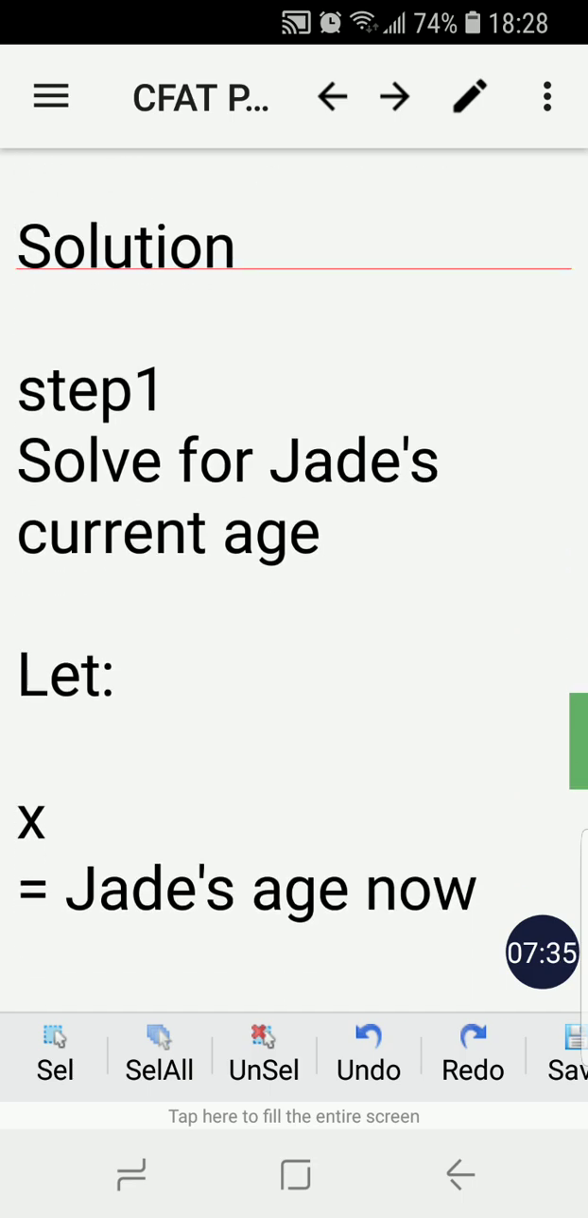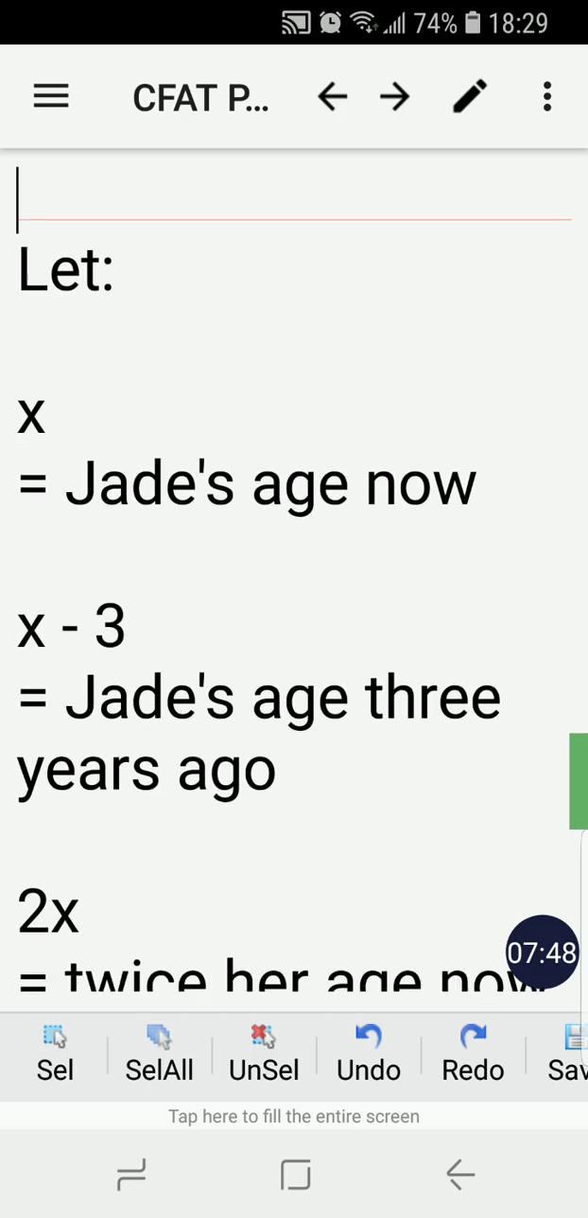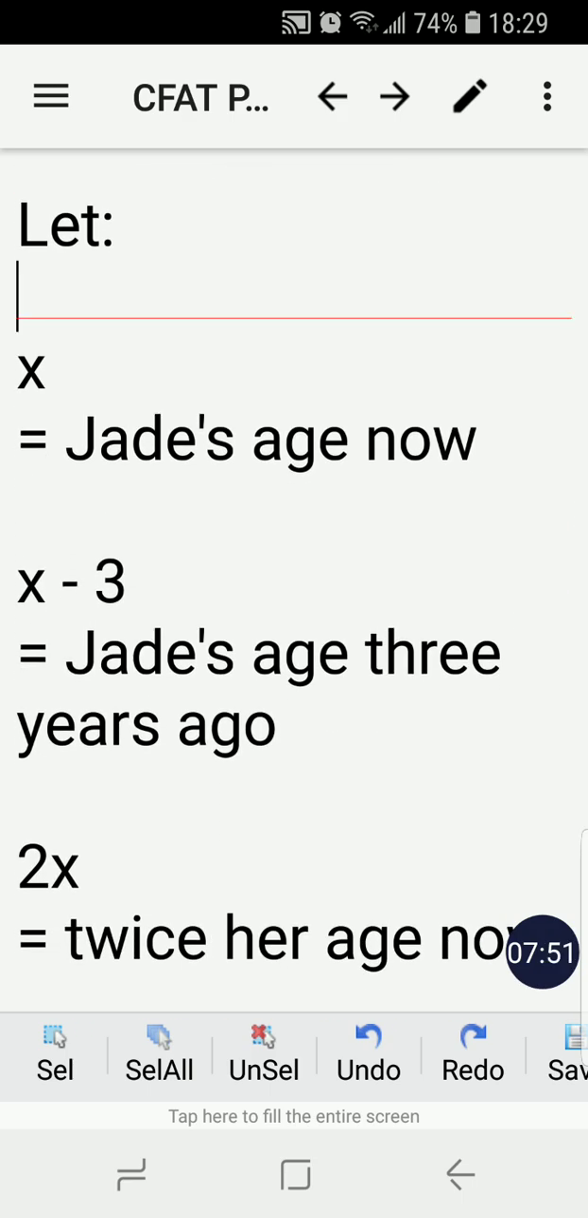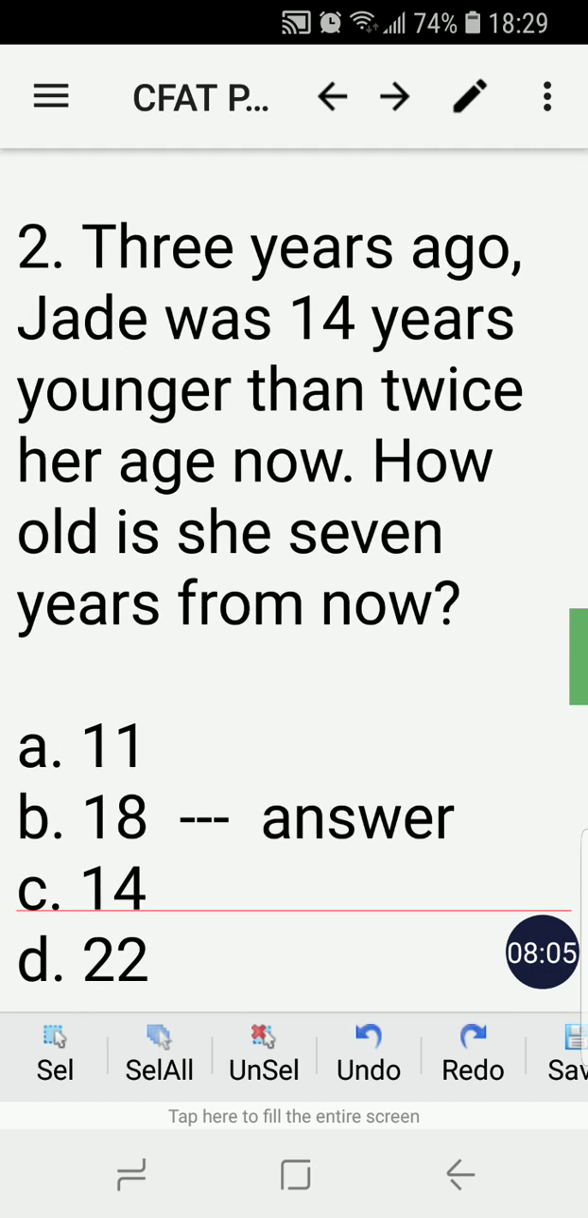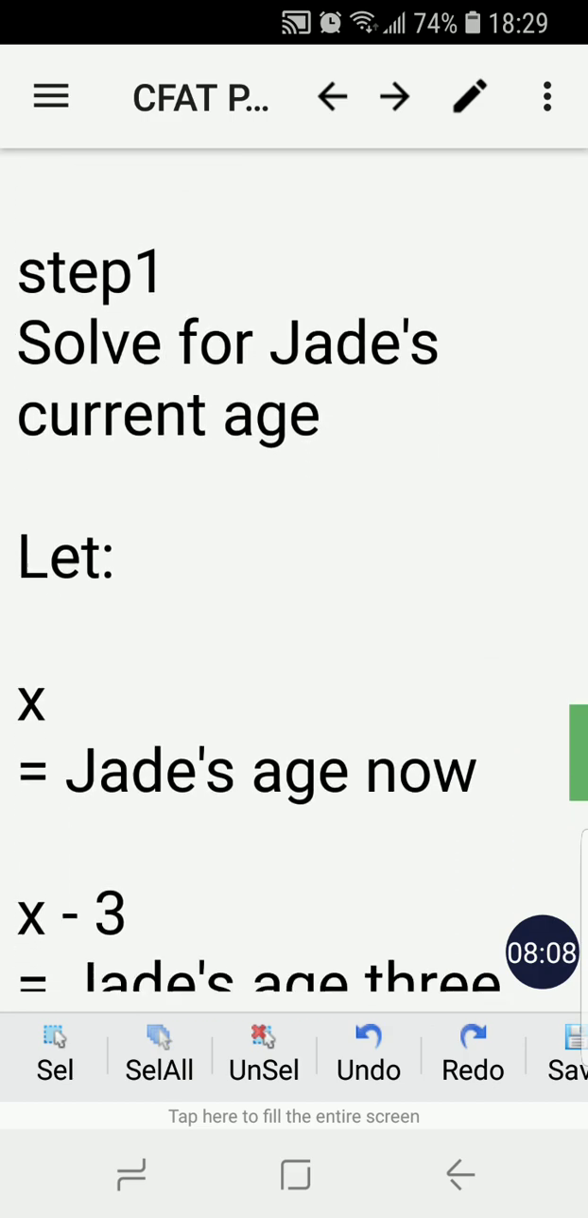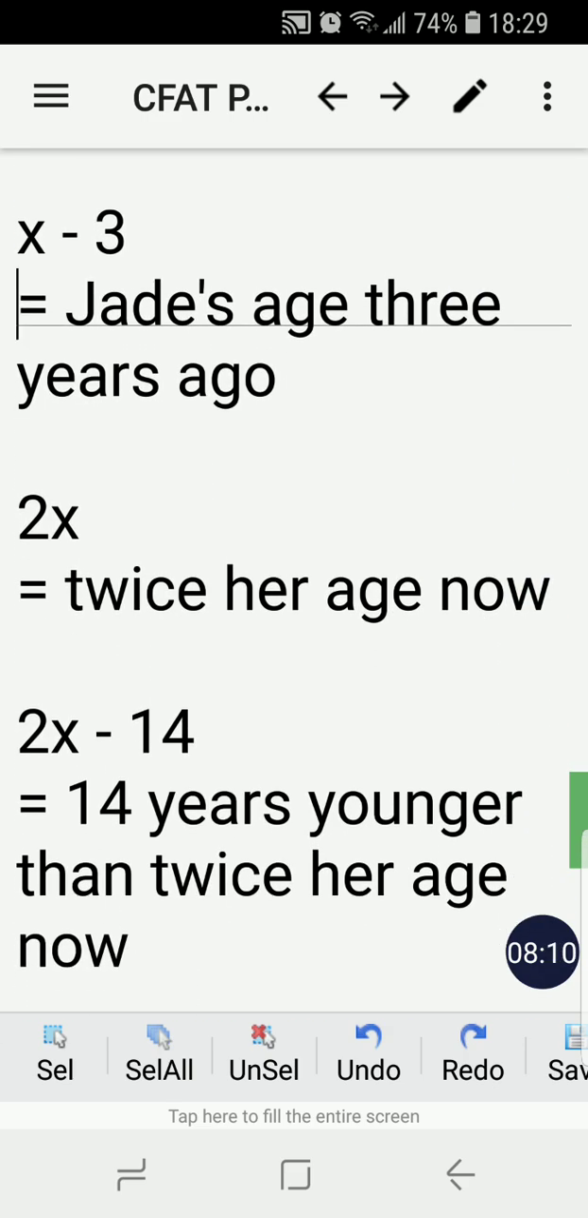Solution. Again, this problem I will solve in 2 steps. Starting with step 1, we solve for Jade's current age. We let x be Jade's current age. Now again we will interpret the expressions of the given problem into simple ones. In the problem it says 3 years ago. So 3 years ago is x minus 3.